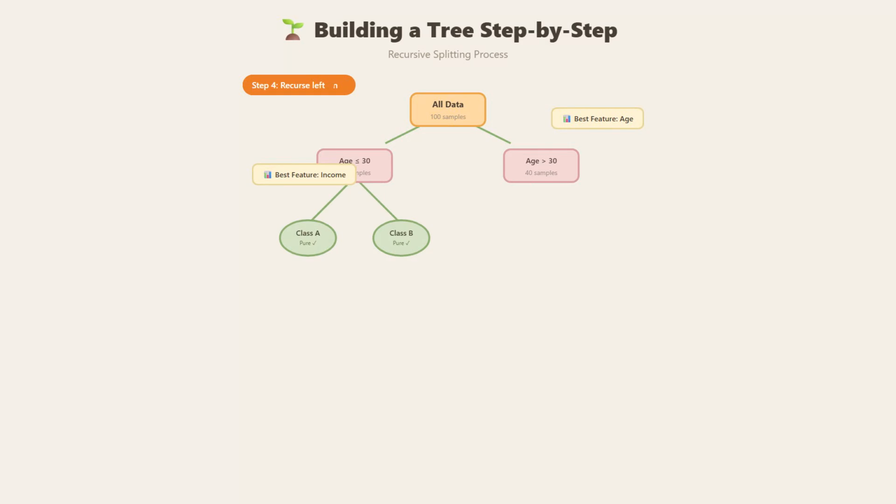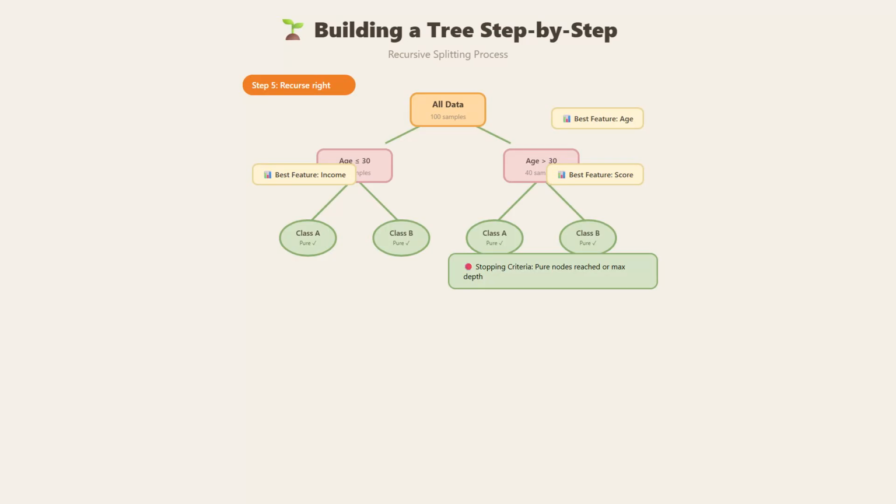Step 2 is finding the best split. The algorithm evaluates every feature and every possible threshold, calculating the impurity reduction for each potential split. The feature highlight shows that age was selected as the best feature to split on first because it provides the greatest reduction in impurity.